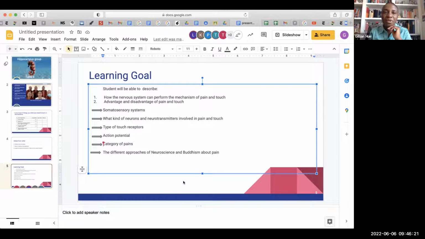Do any other tables think of anything to add to these learning goals? If you're teaching about pain and touch, is there anything else that you think they missed? Anything you think they should add?